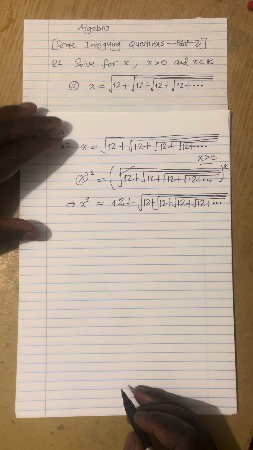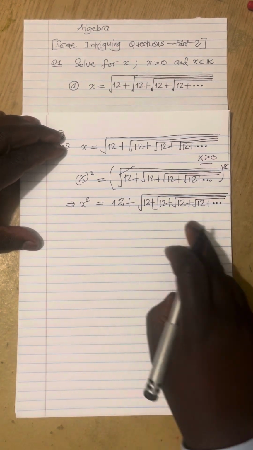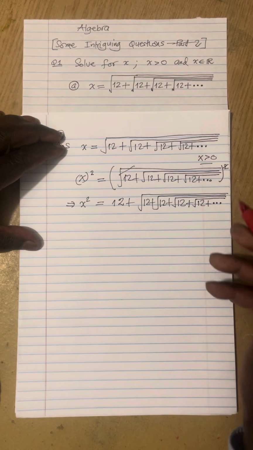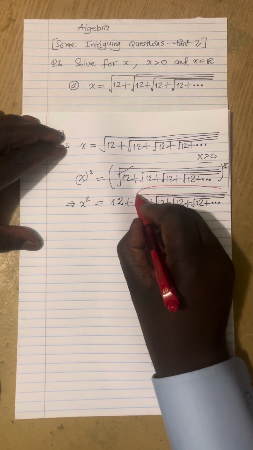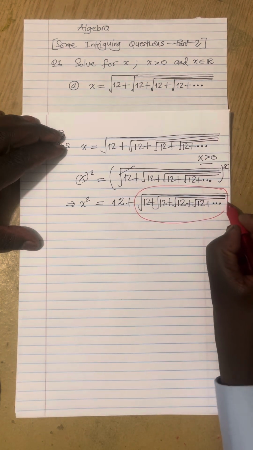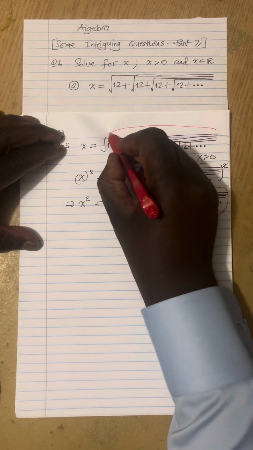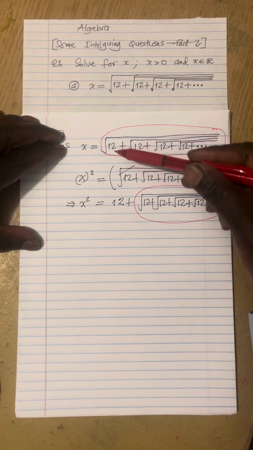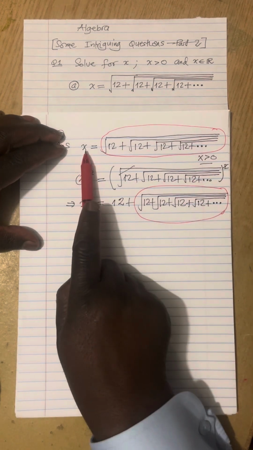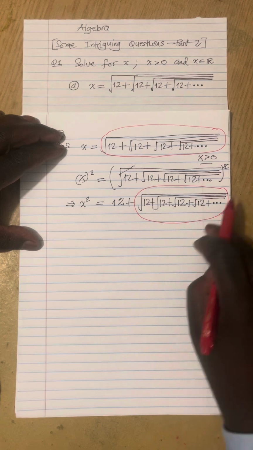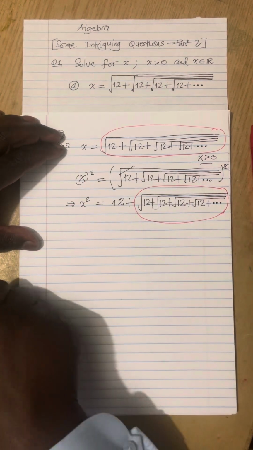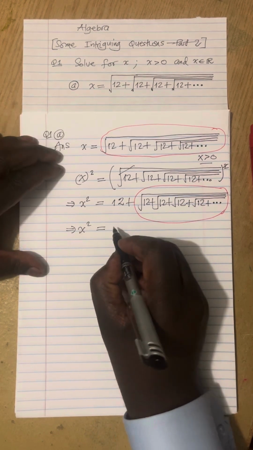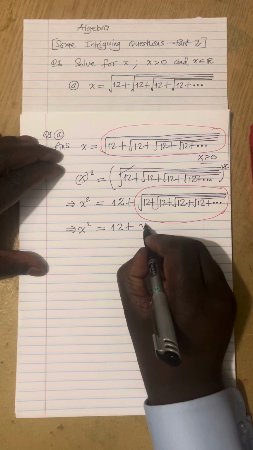Now, looking at this expression here, it is absolutely important and critical that you notice that this expression here is exactly equal to that expression right at the beginning. And what is this expression equal to? It is actually equal to x. So I can get rid of this and replace it with x as follows. x squared is equal to 12 plus x.